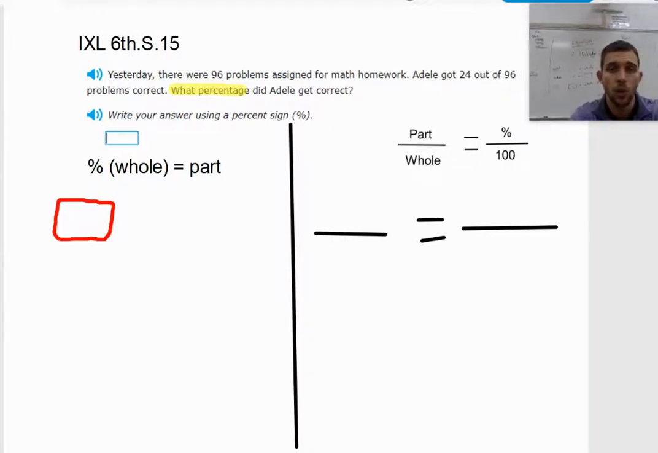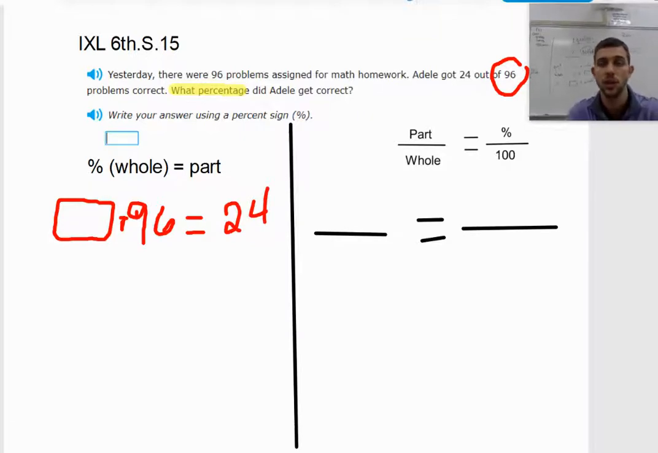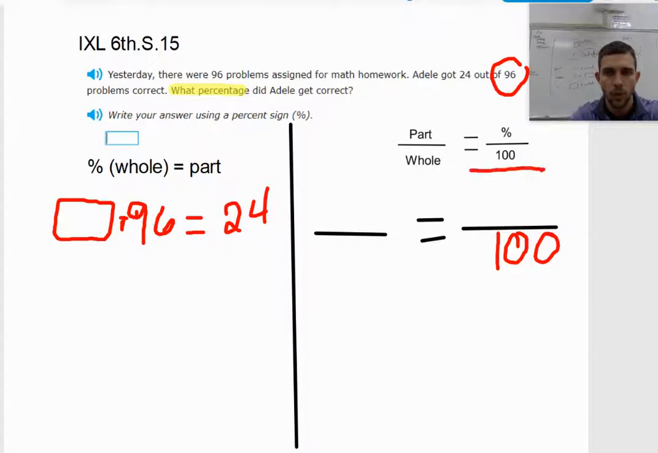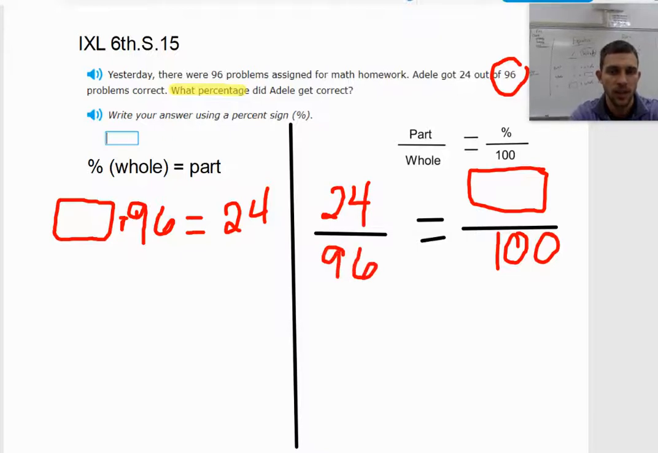And then we know the whole. It says Adele got 24 out of 96. So 96 is my whole. And that's going to be equal to my part, which is 24, which is a pretty low score. This is how you calculate your grades. On the other side, let's go ahead and do the percentage. We would have this set up as 100. We don't know what the percentage is. We do know that the part is 24 and the whole is 96.